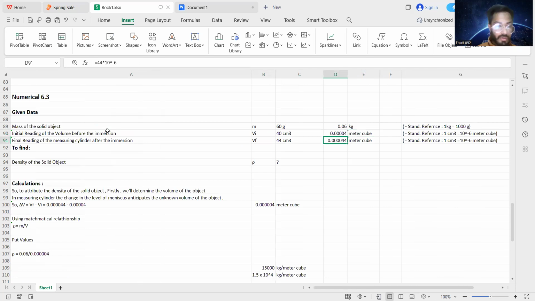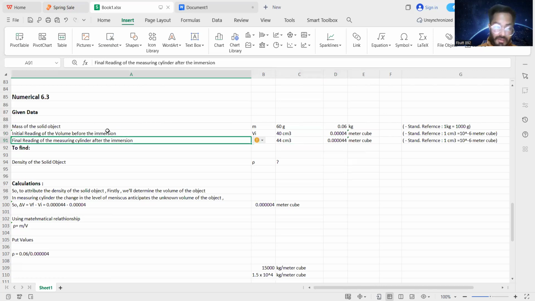0.0004 meter cube, which is written so because I'm using Excel, and you guys will use paper for the sake of solving these problems. On paper, the standard scientific form of this figure is written as 4. When we shift the decimal point 5 digits to the right, the value becomes 4 multiplied by 10 to the power -5 meter cube.